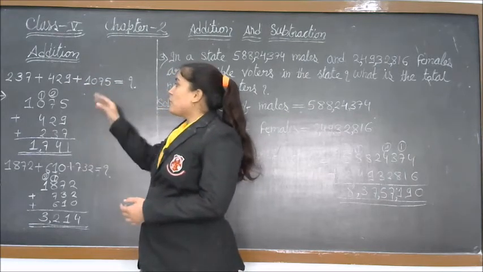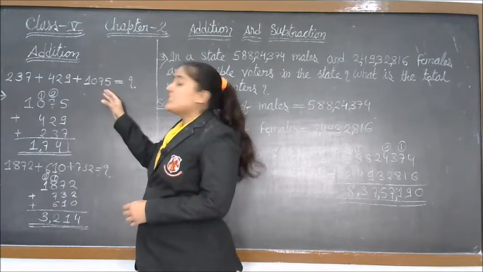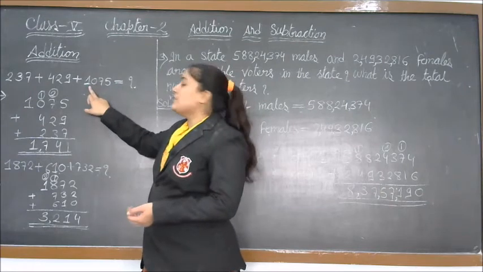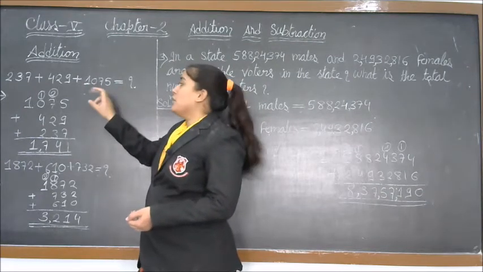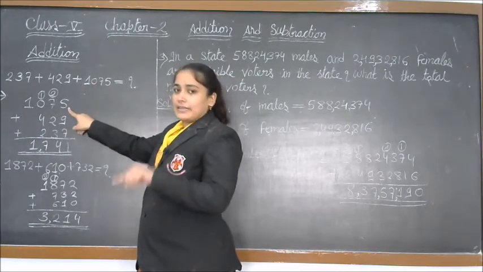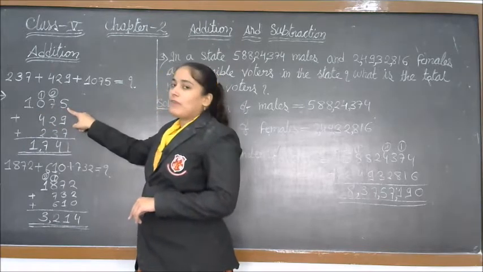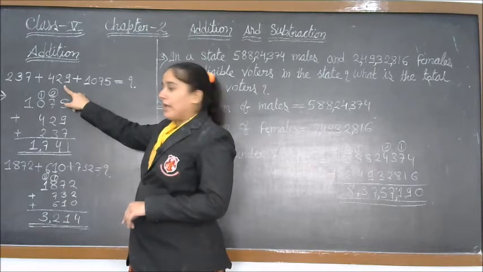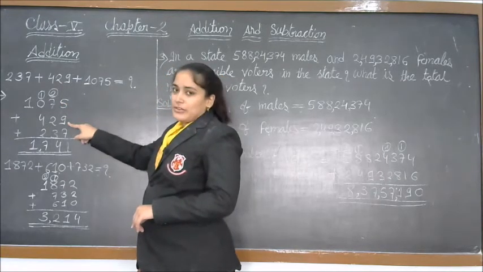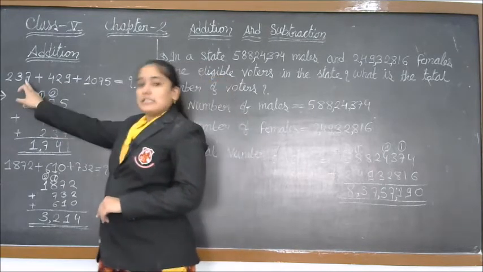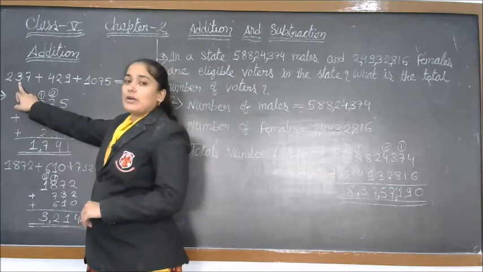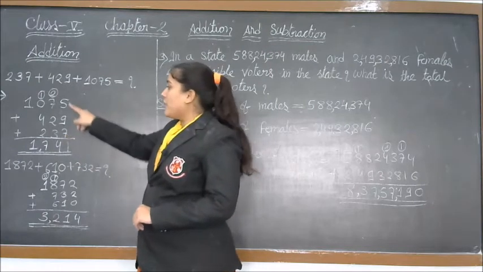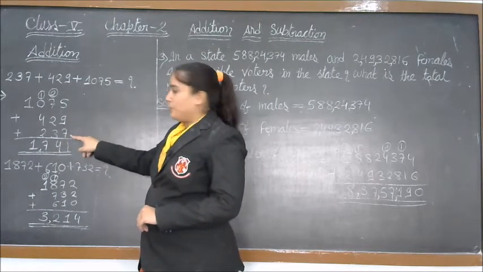So first of all we have to know which is the greatest number. Of the 3, which is the greatest here? 1075. So first we write the greatest number, 1075. Next, which one is greater? 429. Then we write 429. At last the smaller one, 237. Now we have to add these 3 together.